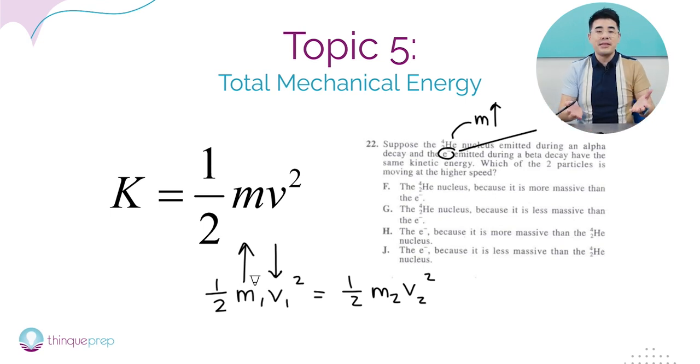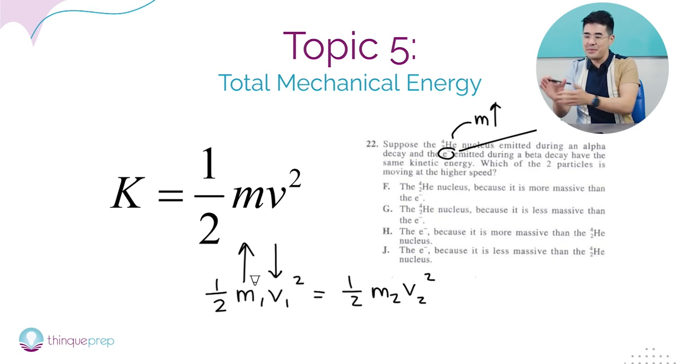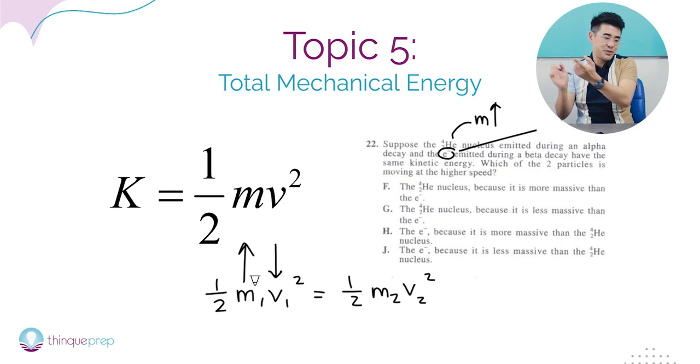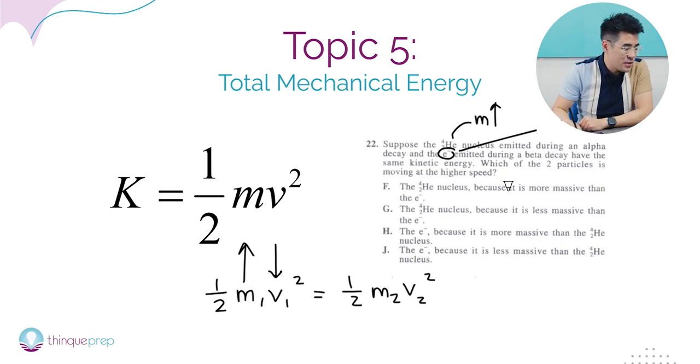Or you can think about it like this. I have this big, gigantic helium atom and I push it, and I have this tiny little electron atom. That's not a thing. An electron, which is not an atom, it's a piece of an atom. And then I push both of them. Which one's gonna go faster? The electron, because it's really tiny. So then, what's the correct answer here? J, because it is less massive than the helium nucleus.